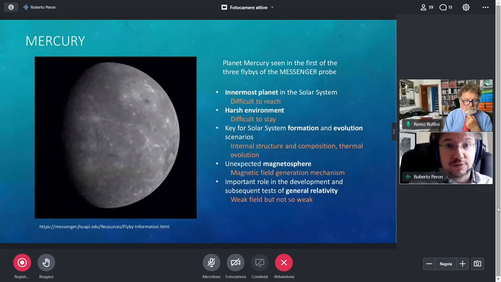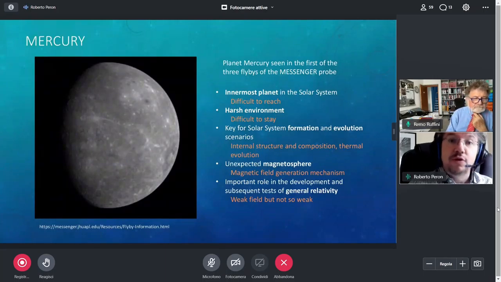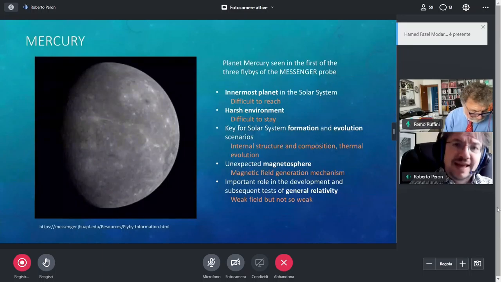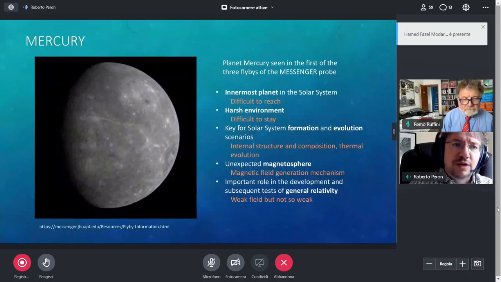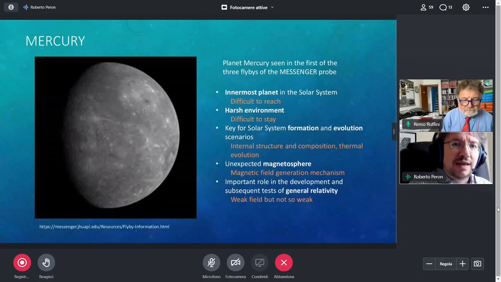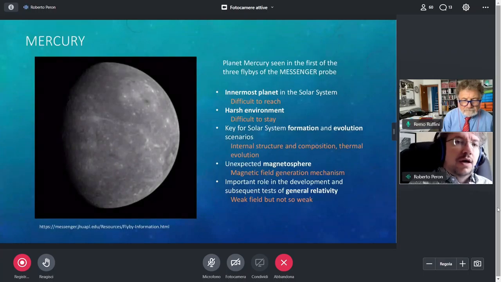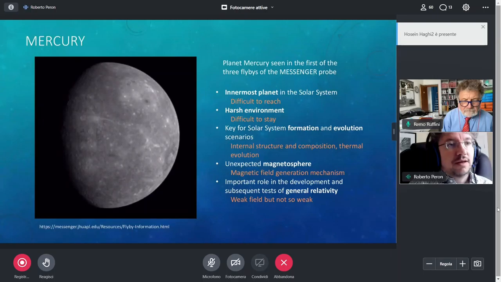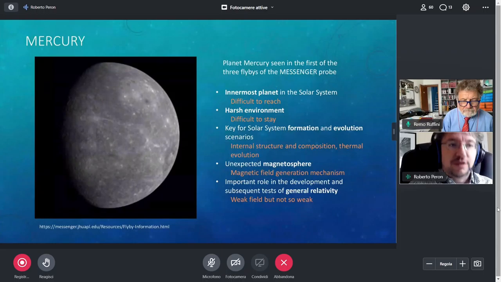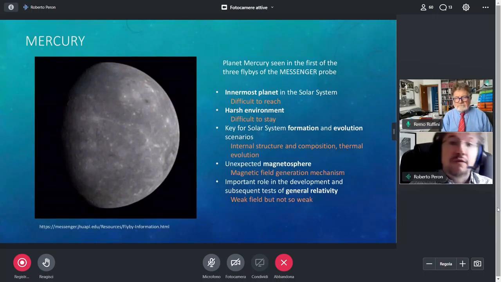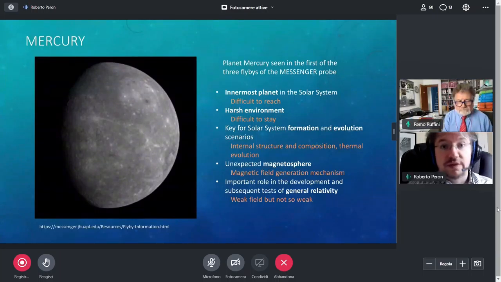Second, the harsh environment. Mercury is near the Sun, it's very hot, so it's difficult also to stay there. And then, experts in solar system formation and evolution say it is a keystone in order to understand the formation of our solar system. And so a study of internal structure, composition, and thermal evolution is very important in order to do that. And here comes, for the first time, gravitation, since we know that measurement of the gravitational field of a body is one of the few ways to see what's inside.